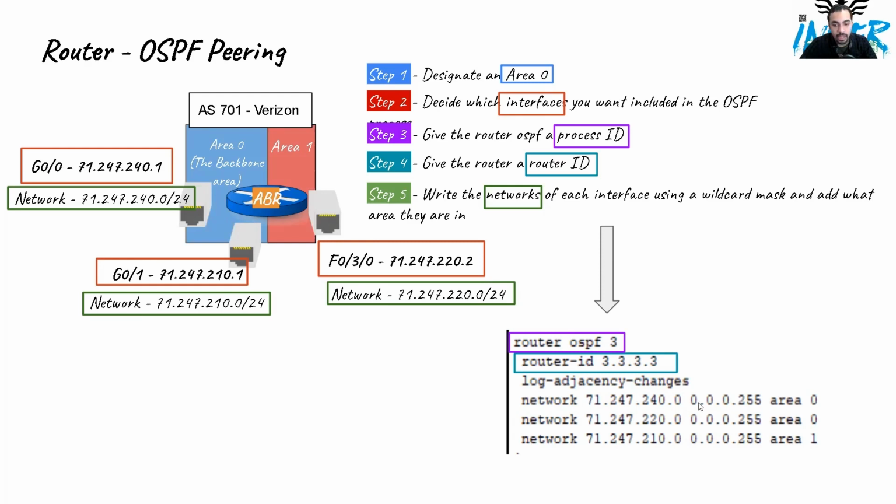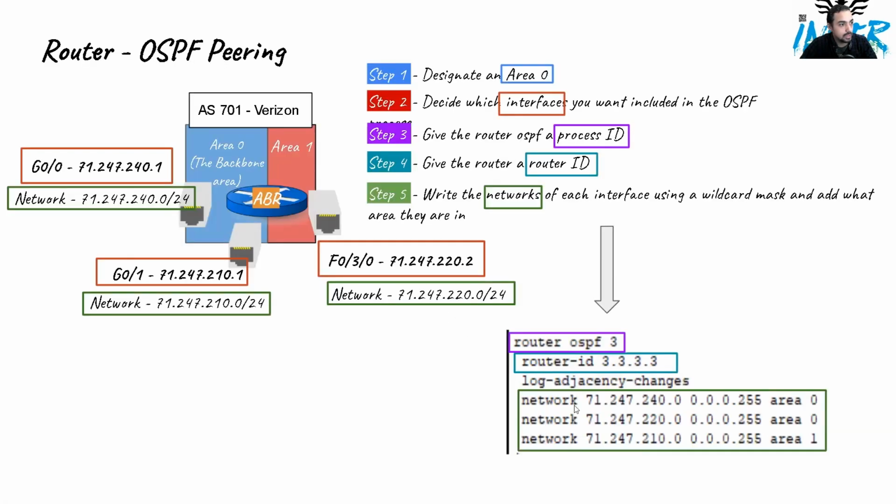And then this is how we're going to add the networks. And we're also going to add the area in which that network is in. So these 2 networks are in area 0. See, the interfaces are in area 0, while the last one here is in area 1.